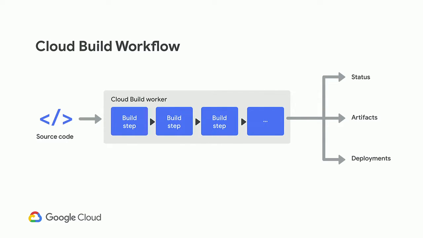And at the end of your build, there are some outputs. There's a status, usually pass-fail, any artifacts that were created, and then any deployments that were made, if you're using it for continuous delivery.